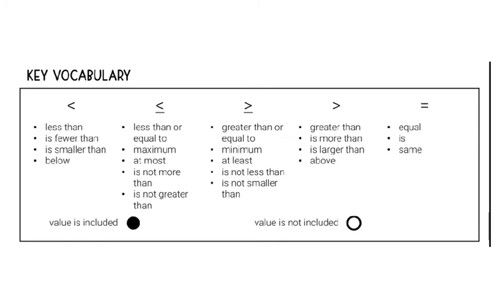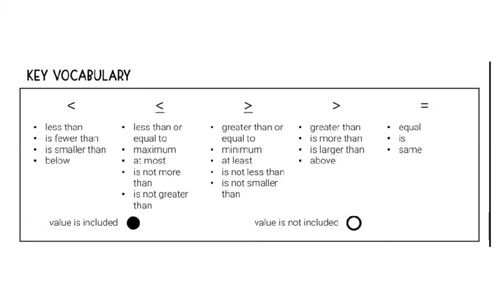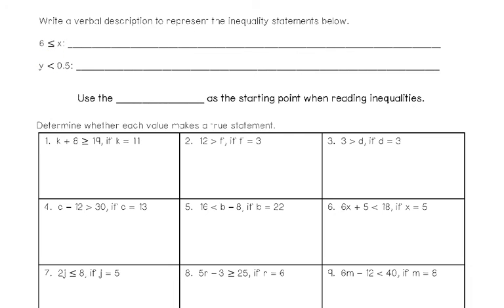You're going to see these clue words a lot because this is a really good example of a real life math problem. So on these two examples, you're going to see something that says write a verbal description to represent the inequality statements below. A verbal description means you use what we just learned with these key vocabulary words to write what this means. So on this example, you can say 6 is less than or equal to x. That means that x is all of the numbers that are greater than or equal to 6. So x could be 6, x could also be 7, 8, 9, 10, and so on.